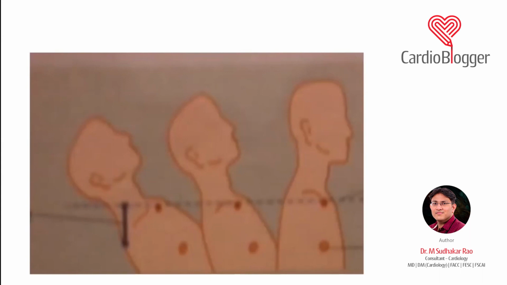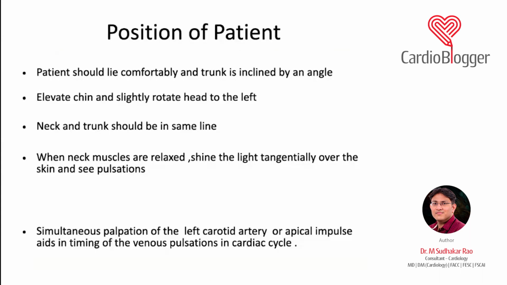Now, how do you see it? You should ask the patient to lie down comfortably, elevate the chin and slightly rotate the head. You should not make much tension on the head. Some degree, 30 degrees is enough, and neck and trunk should be in the same line. When the neck muscles are relaxed, you should always try to use a light. Shine the light tangentially across the skin. You should not put it from the anterior or from the posterior. You should put it tangentially and see the pulsations.